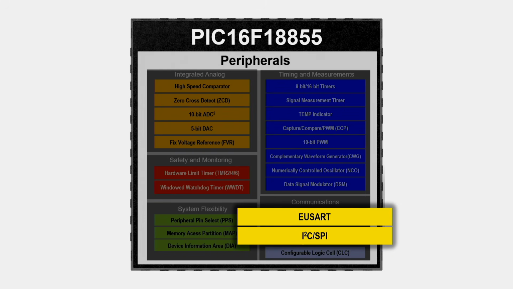The three main common communication protocols are all implemented as a peripheral in our 18855. They are I2C, SPI, and UART. And a little bit about each one of those.